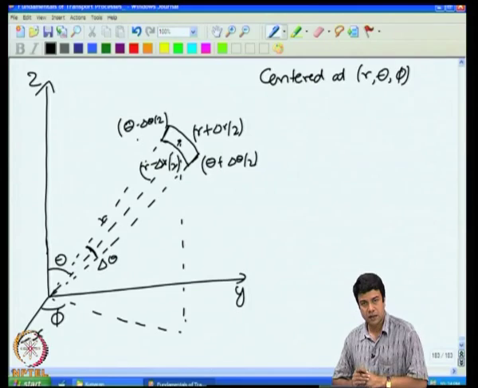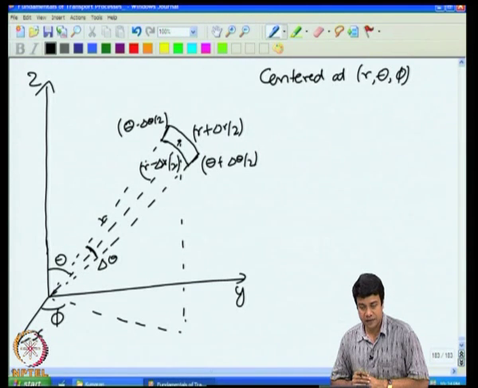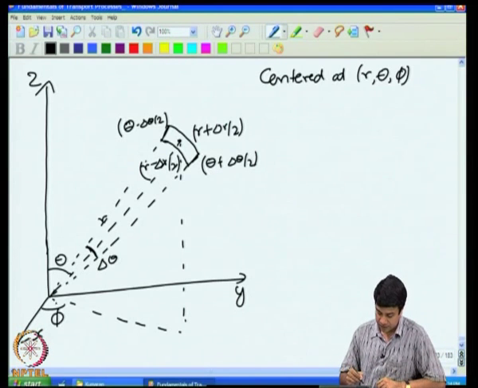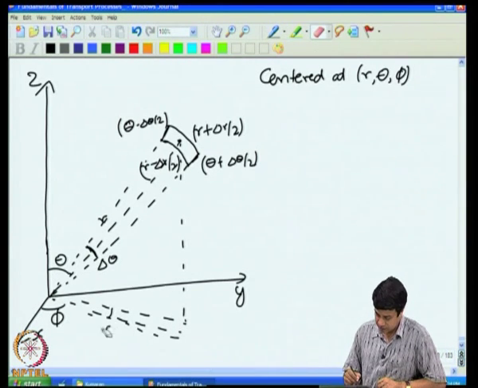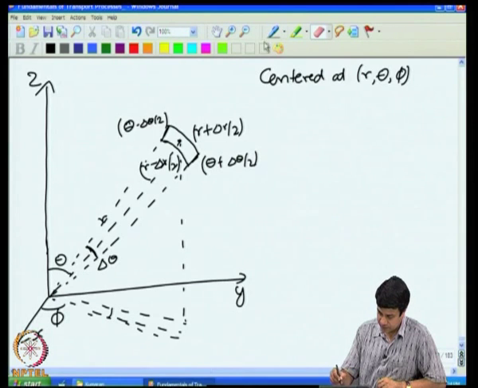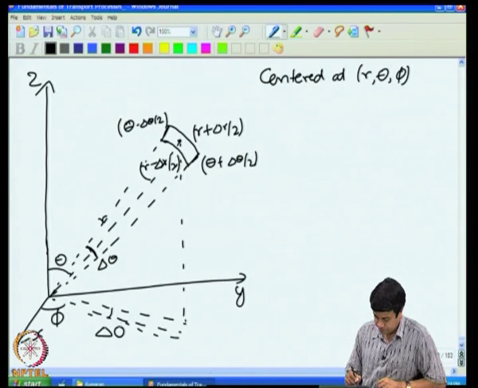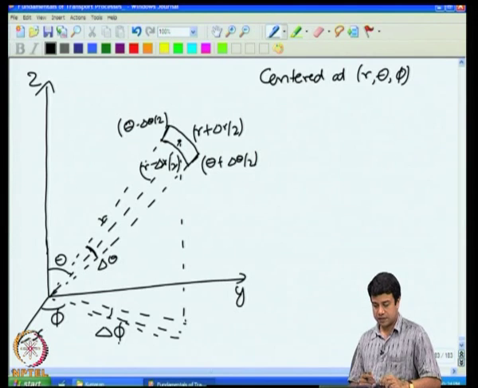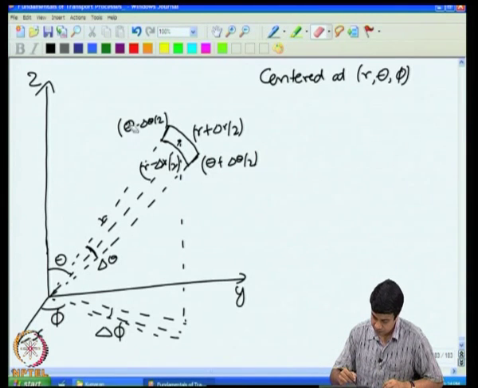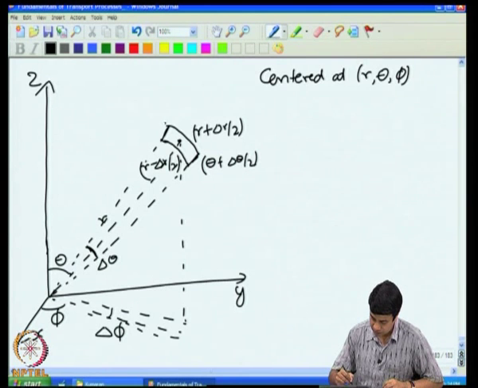And then I have two surfaces in the phi direction. Phi is this angle, the angle that the unit vector makes with this coordinate. So, I have to have two surfaces in this direction whose difference in angle is this angle delta phi. It takes some effort to visualize this, but if you look at it in this direction, it looks something like that.